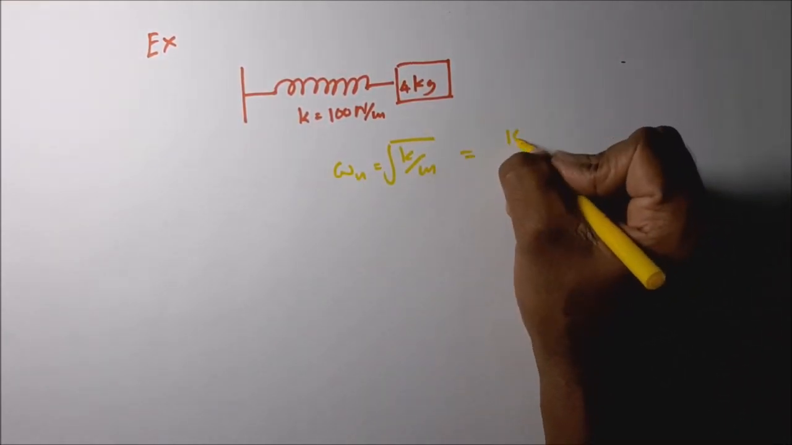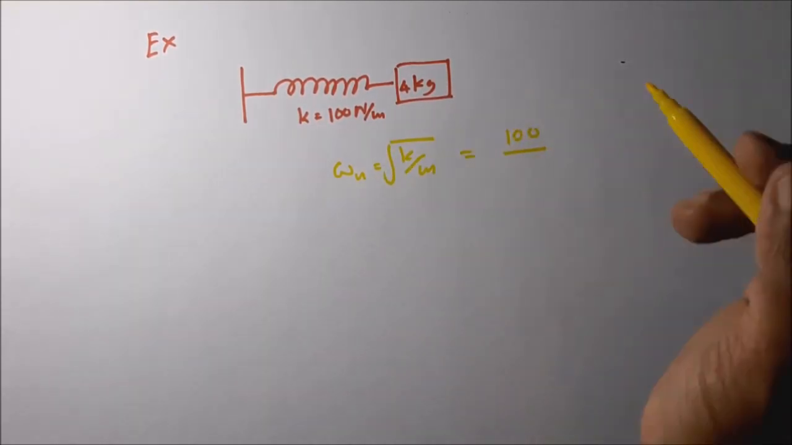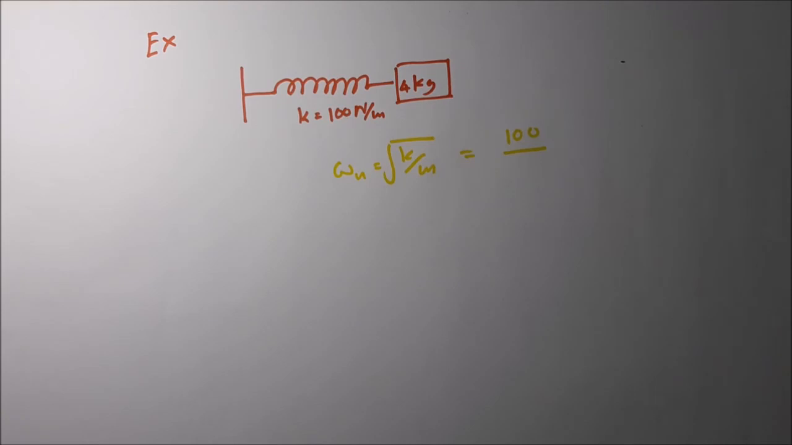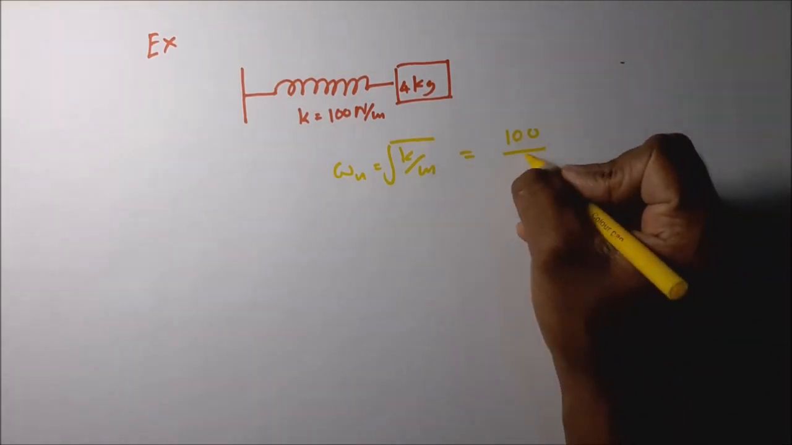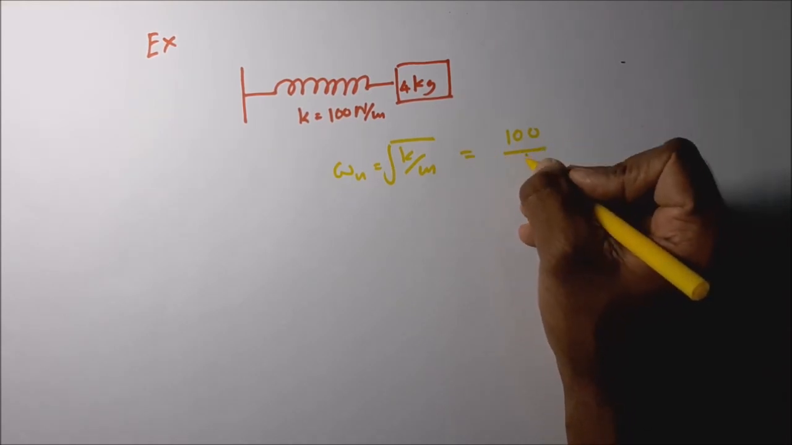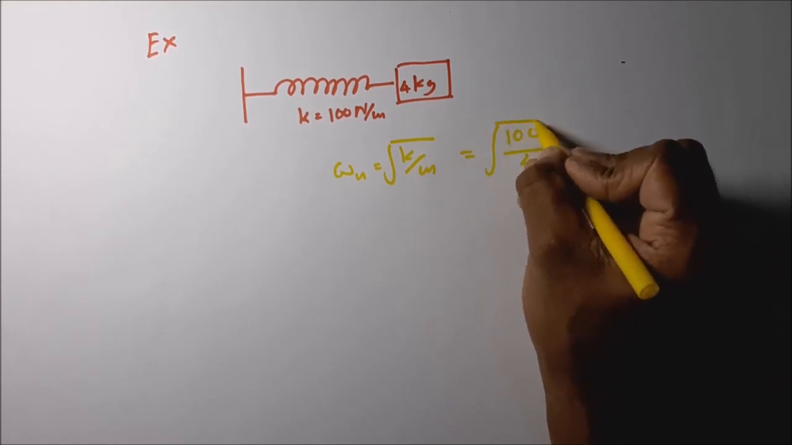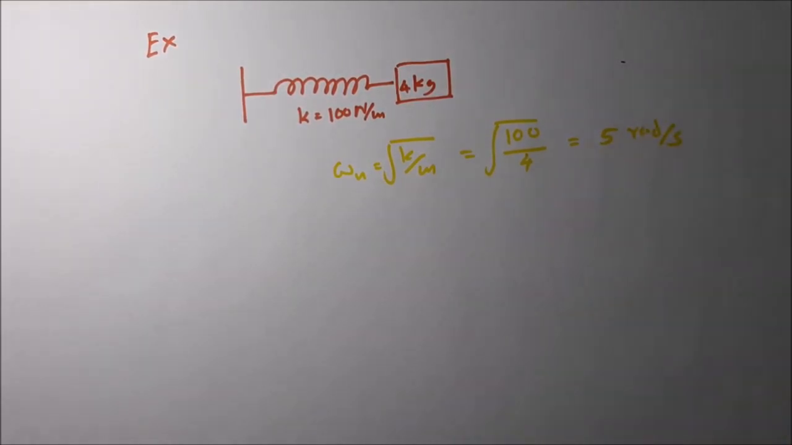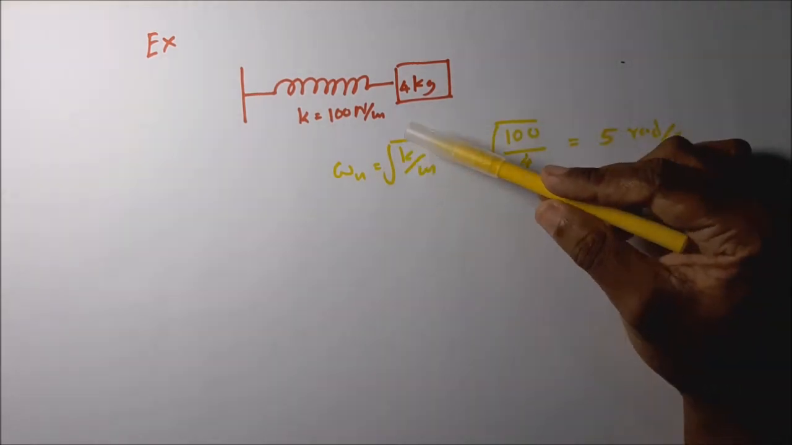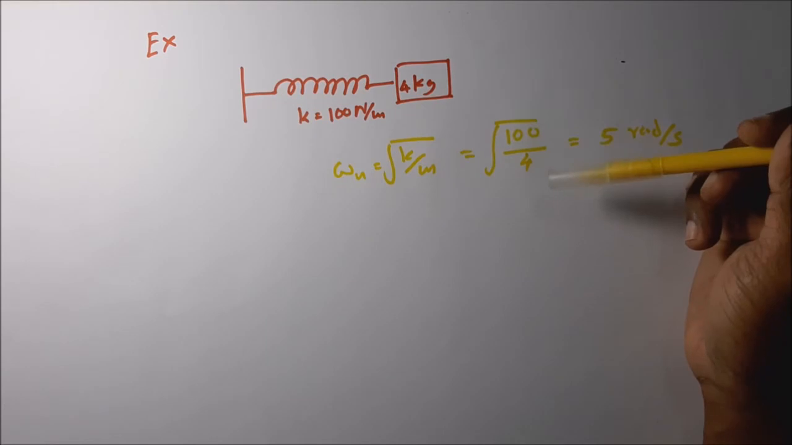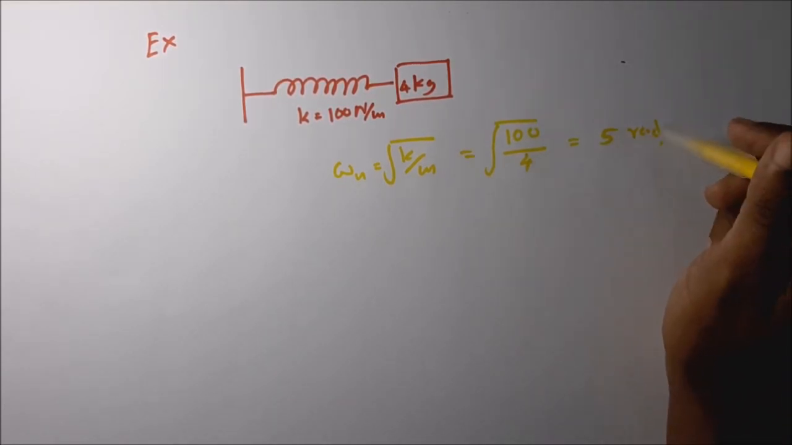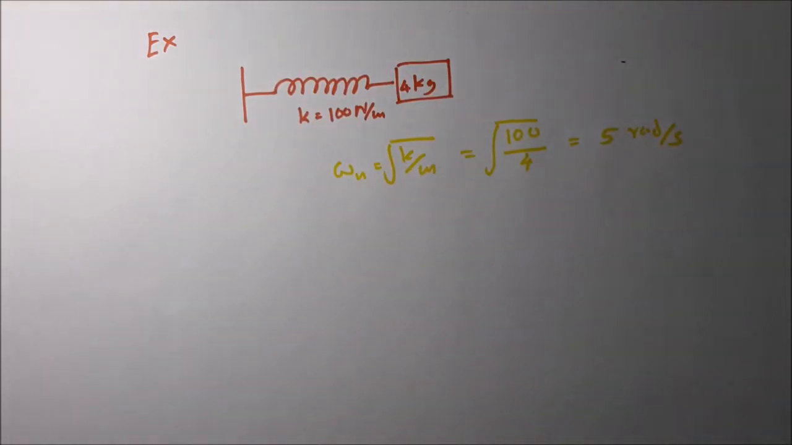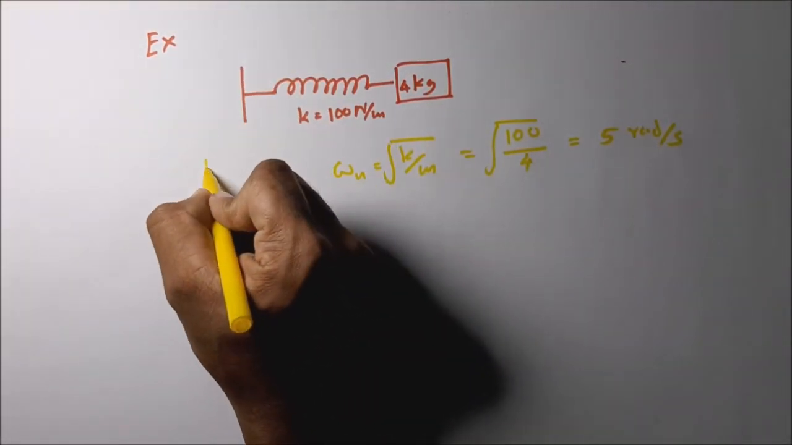Omega n is equal to the square root of k divided by m. Substituting k = 100 Newton per meter and m = 4 kilograms, we get the answer in radians per second. The square root is equal to 5 radians per second. That means omega, we are getting the circular frequency, in radians per second. That is the first one.